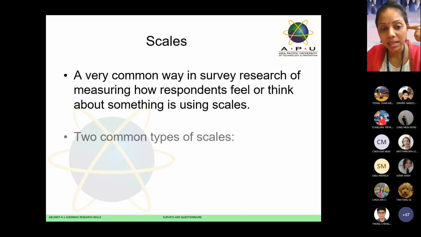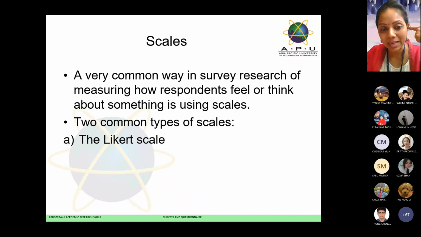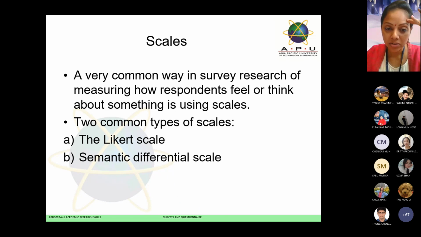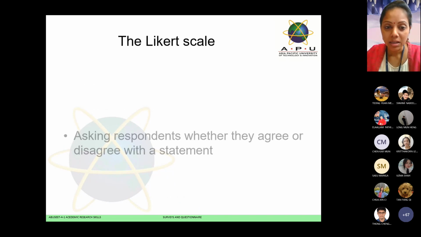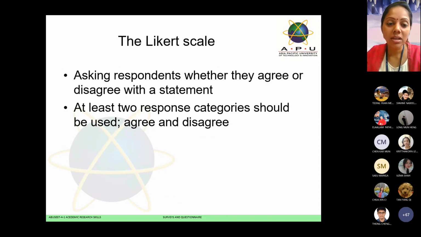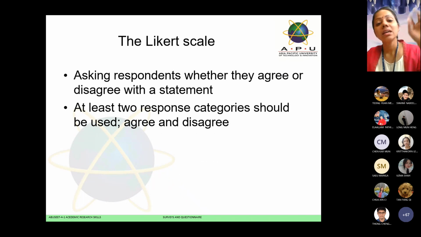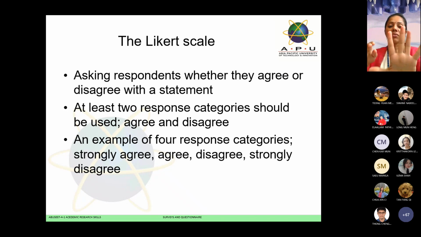There are two types of scale that we would like to introduce. Number one is Likert scale. Likert scale is very popular. And the second one is semantic differential scale. I'll give you an example. Likert scale, you know this: strongly agree, agree, neutral, disagree, strongly disagree. This is called Likert scale. So if it's strongly agree, agree, neutral, disagree, and strongly disagree, this is a 5-point Likert scale because you've got 5 elements there. Is it clear?